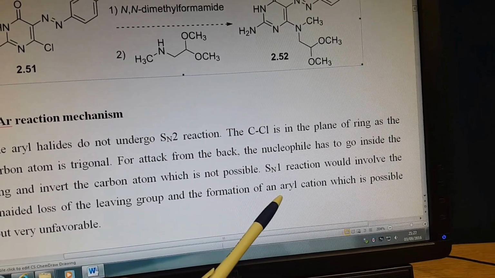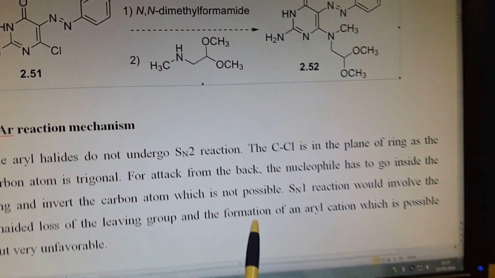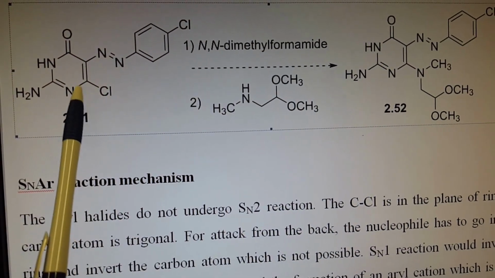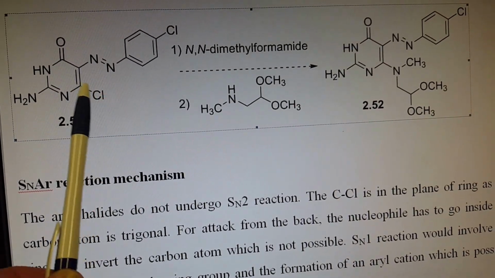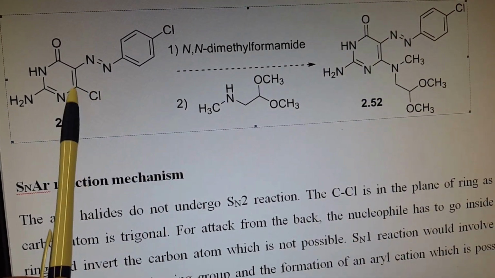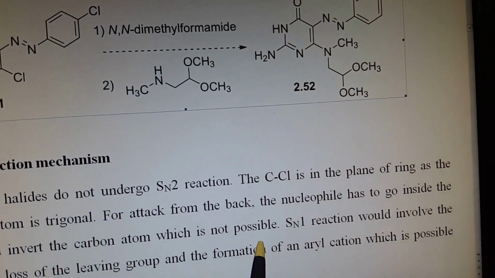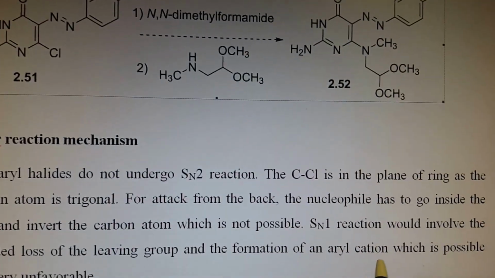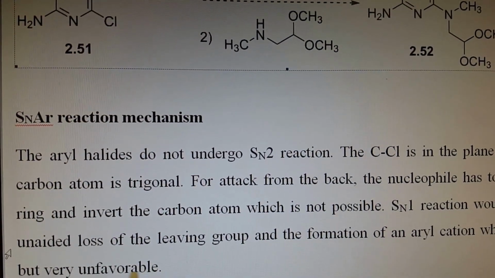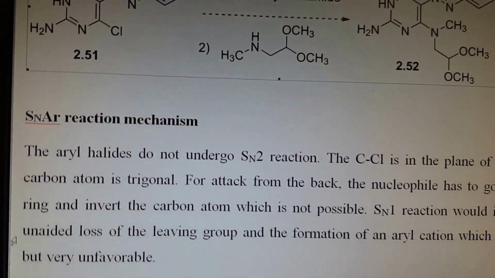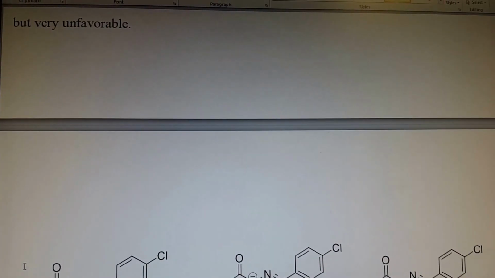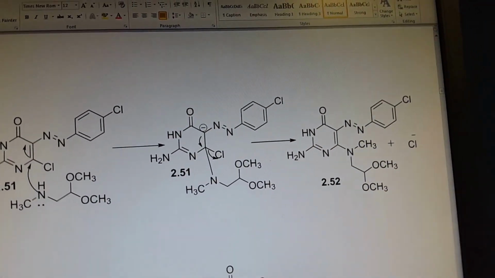This results in the formation of an aryl cation. So an aryl cation will be formed. If chlorine leaves by unaided loss, the SN1 mechanism we're talking about, the carbon will be a cation, an aryl cation, which is possible but very unfavorable. Then what is favorable? Well, I showed you the mechanism.